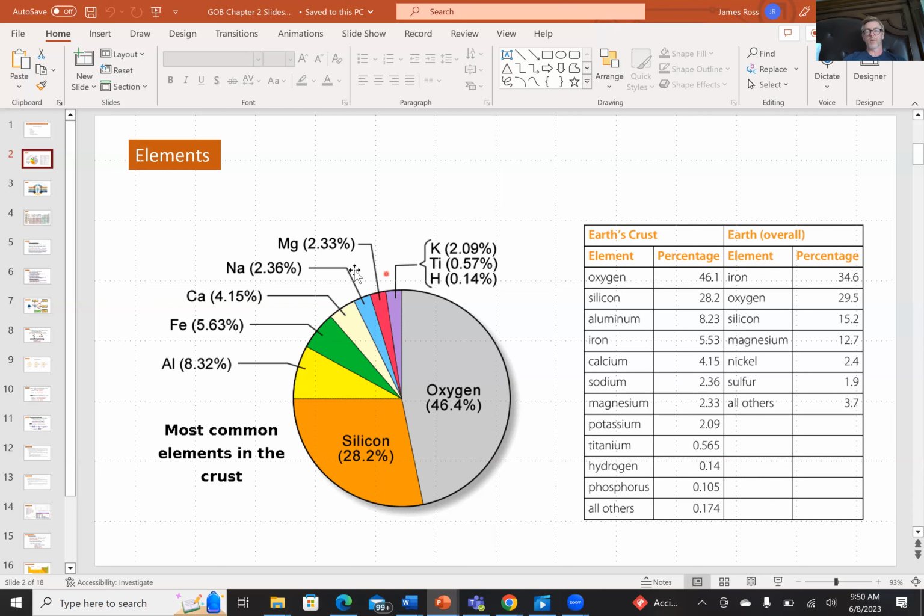One thing I'll point out right away is that oxygen is a nonmetal and silicon is a semi-metal, which is not quite a metal, but not quite a non-metal. But aluminum, iron, calcium, sodium, and magnesium, they're all metals.